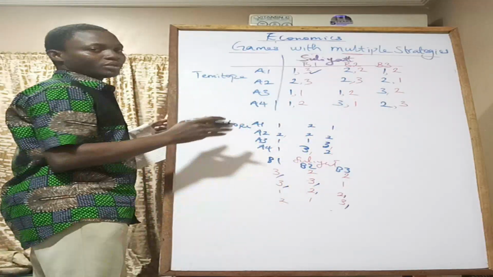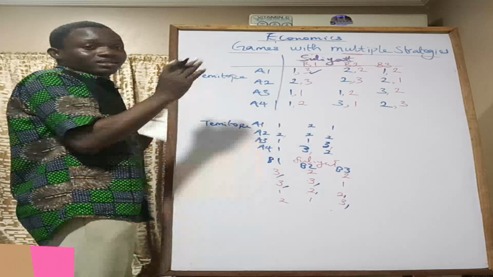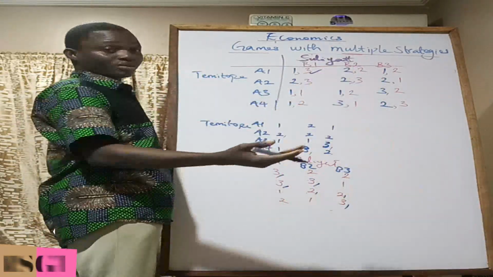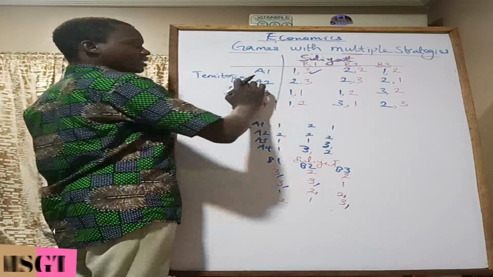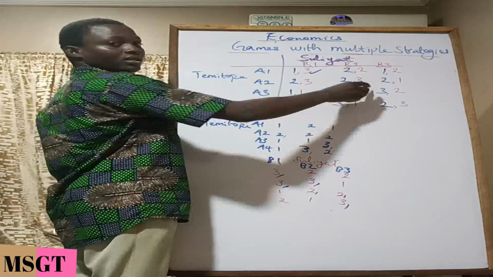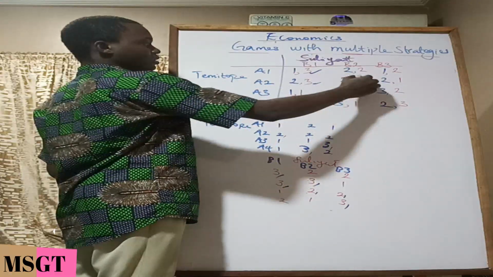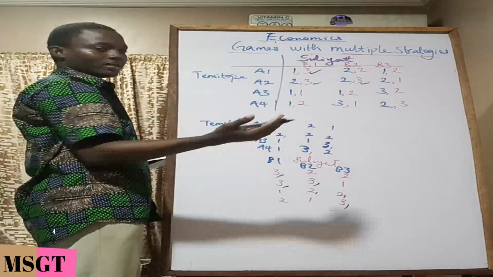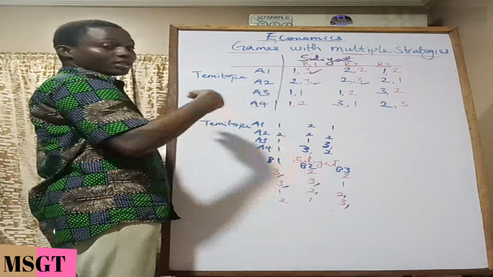Now when Team Toko decides to pick strategy 2, he has made up his mind. He can get any of these payoffs depending on what Suleya does, right? So he has picked strategy A2. What will Suleya do? Suleya can pick 3 or 3, they are both better than 1, so she can pick this or this.